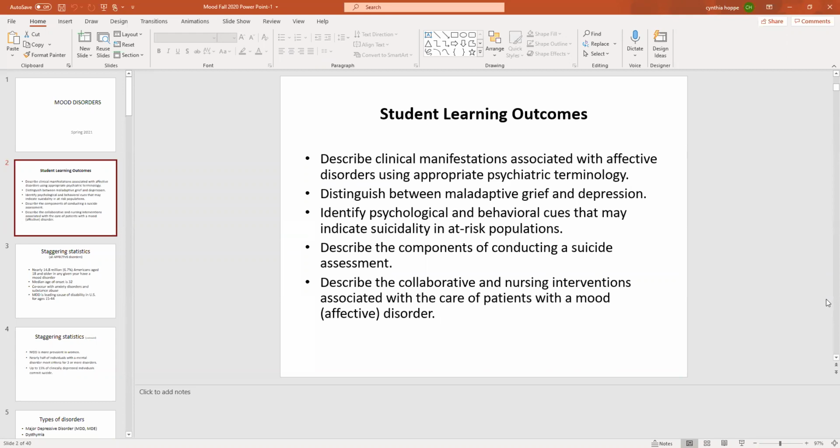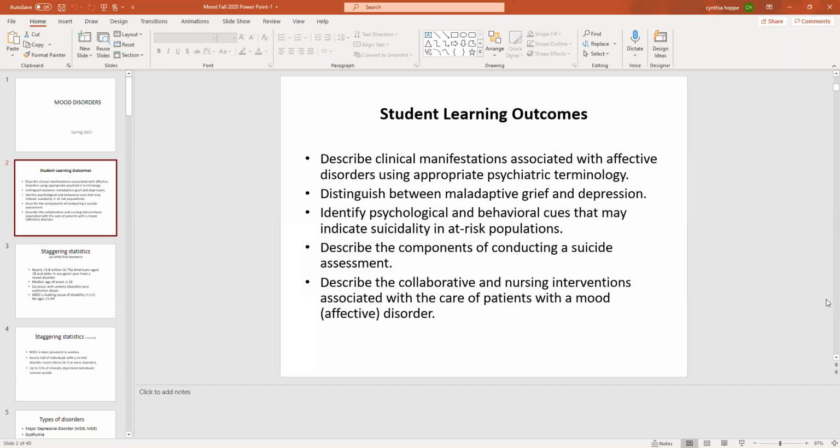The first learning outcome: describe clinical manifestations associated with affective disorders using appropriate terminology. I would look at that mental status form and see what parts of the mental status really apply to someone who has mood disorders. Mood and affect is one, but cognition is one. General appearance is another one.